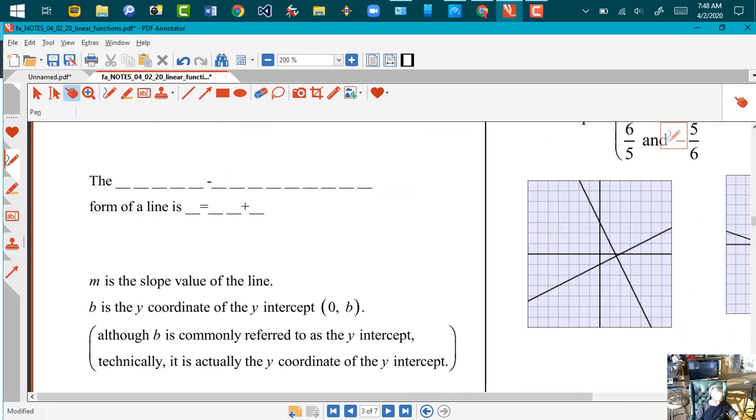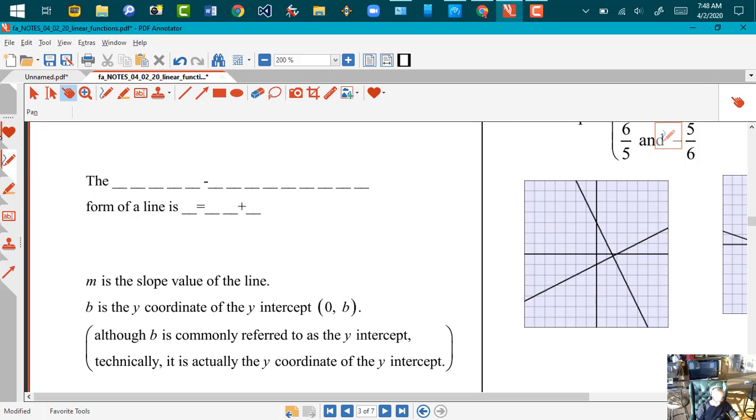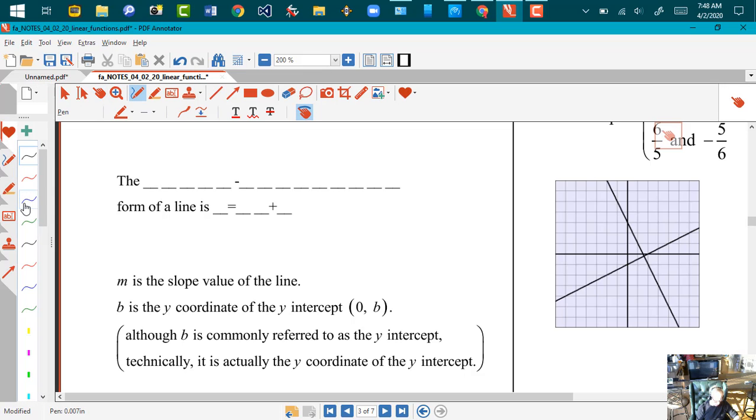Okay, so one of the most important or most well-remembered equations or formulas in Algebra 1 is the slope-intercept form of a line. This is one of the most important topics in Algebra 1, and that is y equals mx plus b. Okay, so m is the slope value, and b is, what is b? It's the y-coordinate of where the line crosses the y-axis.